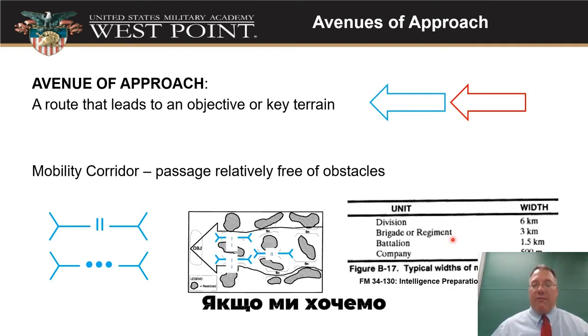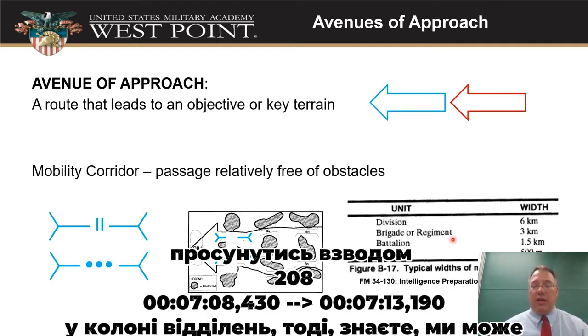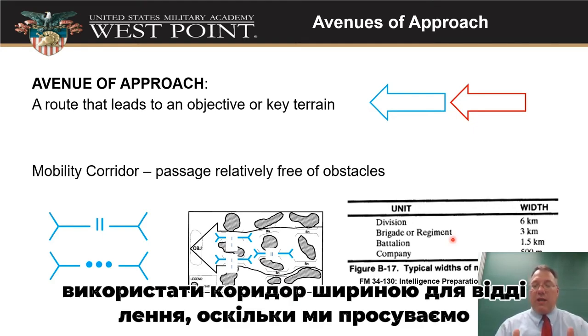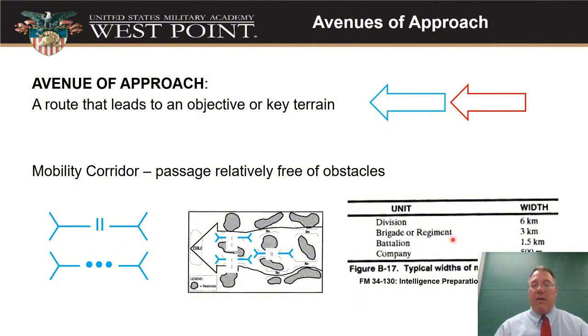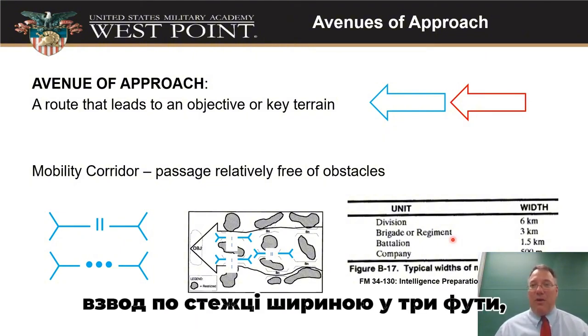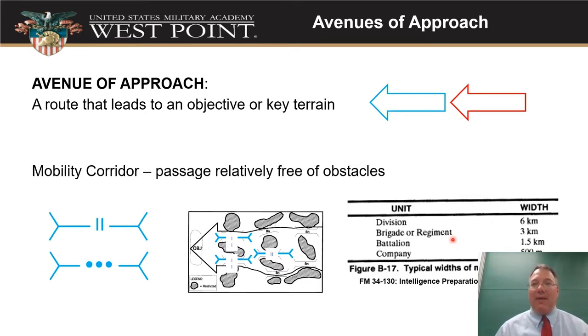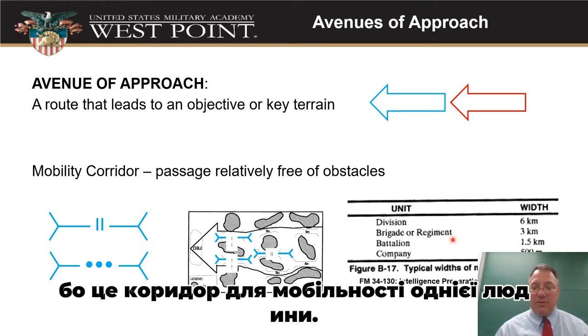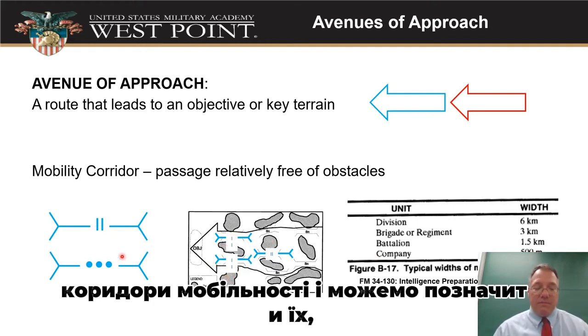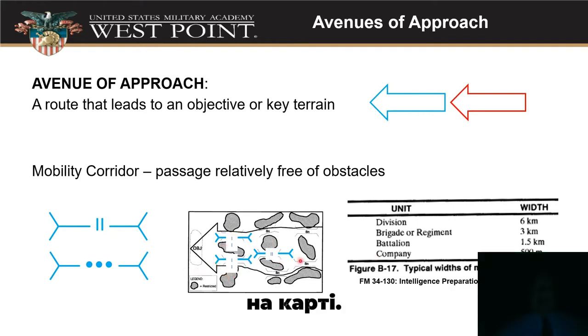So if we want to push through in a platoon file with squads in squad column, then we can use a squad size width because we're going 1 squad at a time. You go all the way down to a single individual path, right? I can put my whole platoon down a 3-foot wide path, but it's going to be 1 person at a time. That's a 1-person mobility corridor. All right, so we can lay out our mobility corridors here and mark those off if we want on the map.